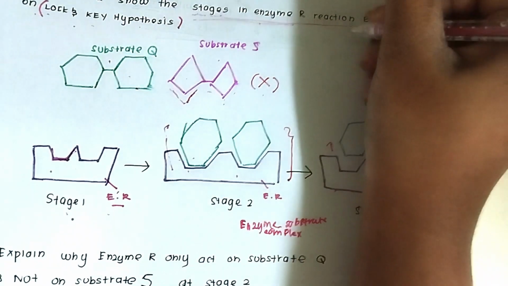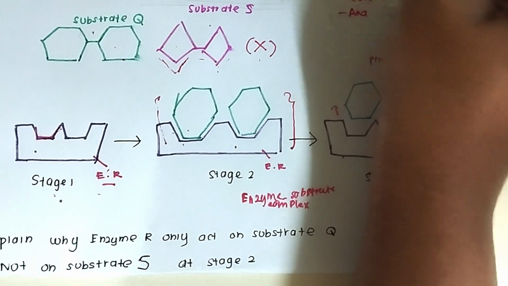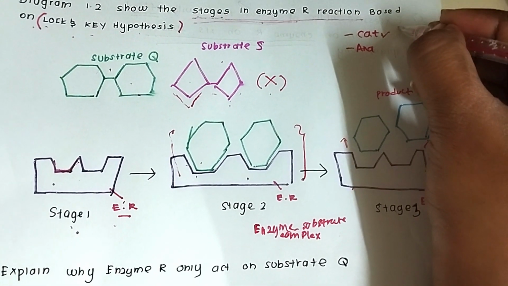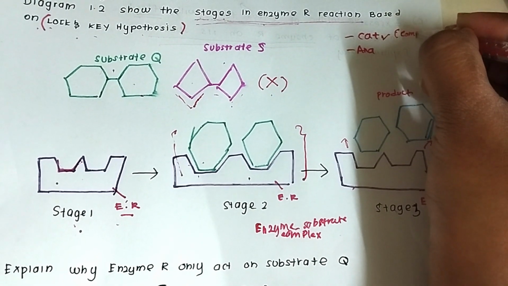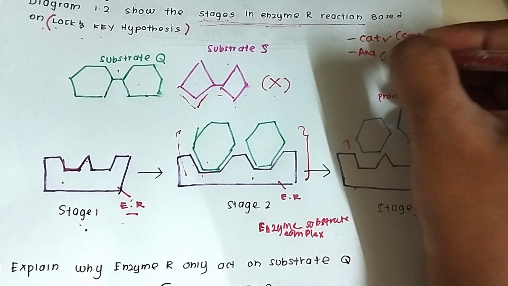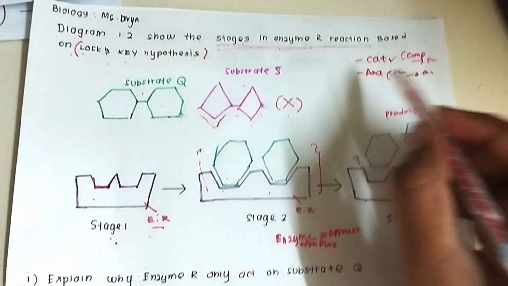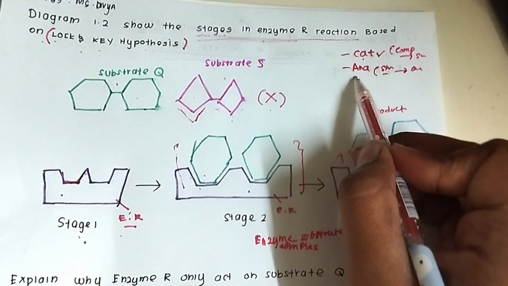There are two types of metabolism: catabolism and anabolism. Always remember, catabolism is from complex substance to simple substance, and anabolism is from simple substance to complex substance. So catabolism and anabolism. Okay, so let's discuss our question here.